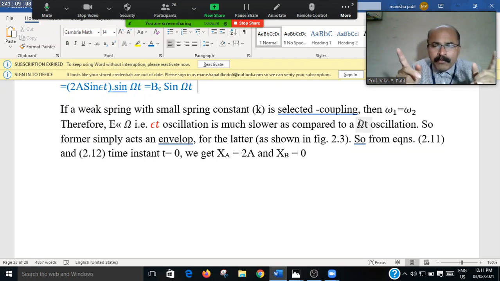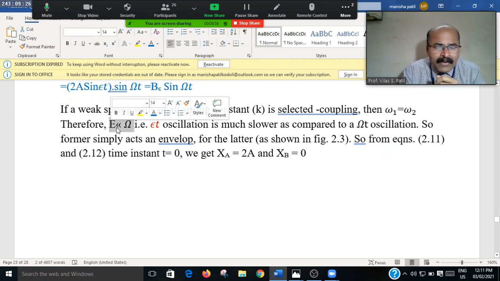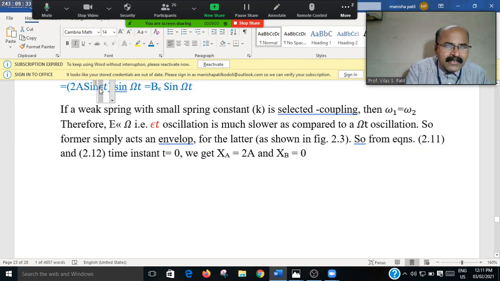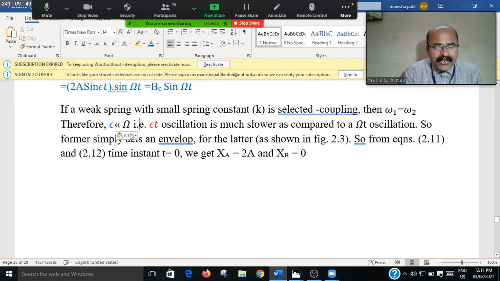But when the spring has weak coupling, that means the spring constant is very less, therefore epsilon is very much less than omega. See here, this is the epsilon. Please friends, it is not e, this notation is epsilon. Then epsilon is very much less than omega, and epsilon t, where t is the time instant, will be less. The oscillation is much slower as compared to omega t.